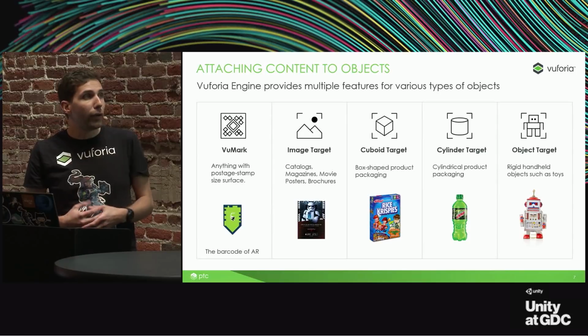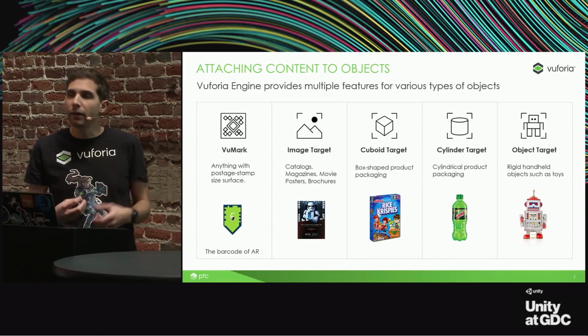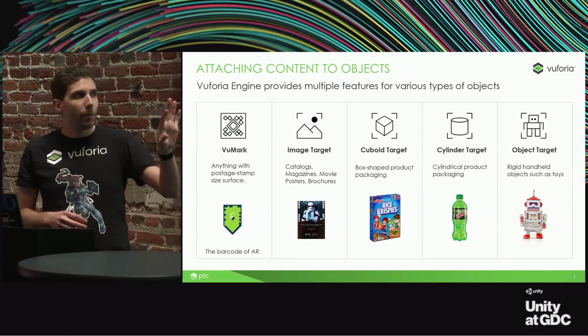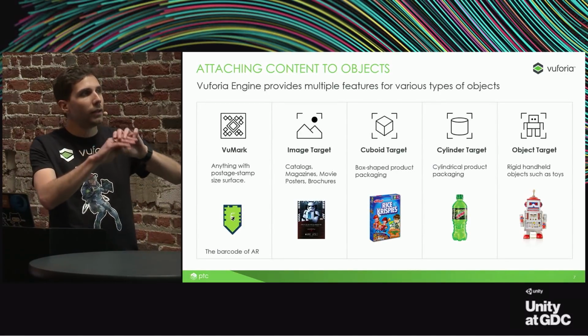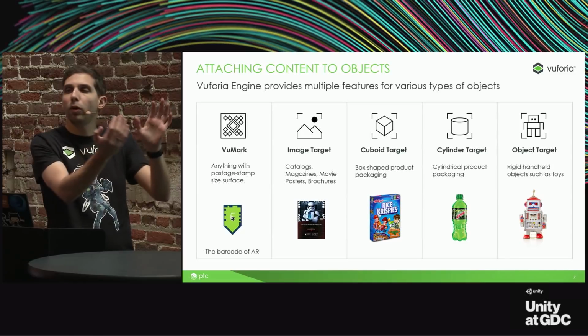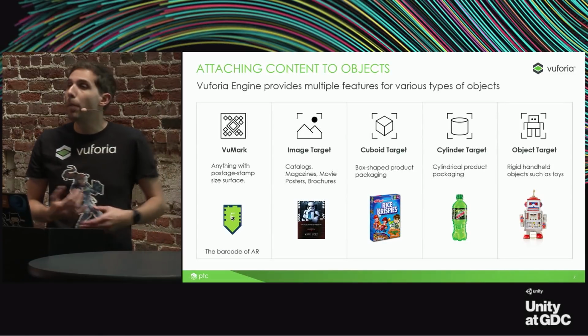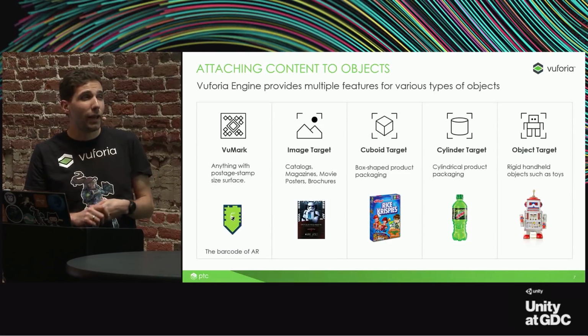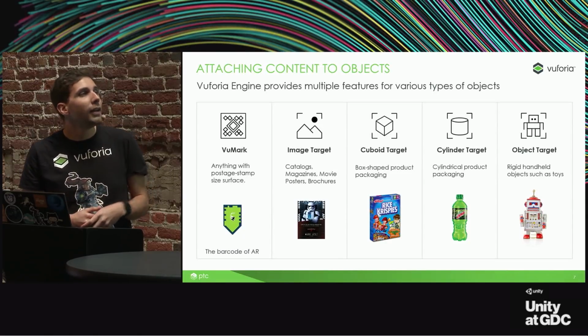Cylinder targets are kind of fun. They're not used a ton, but they're really interesting use cases. That's when we can recognize a 2D shape that's been transformed by a cylindrical object, like a bottle. There's a lot of interesting and popular applications that you may even use to track wine that use this kind of technology.